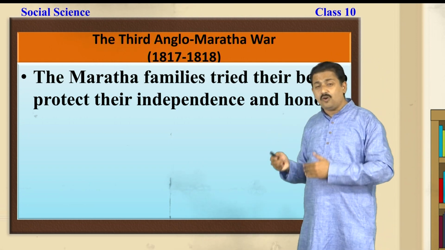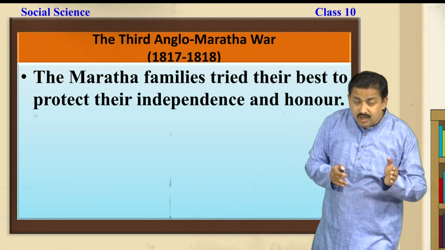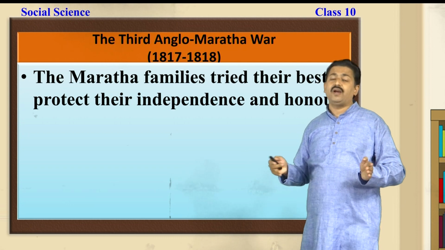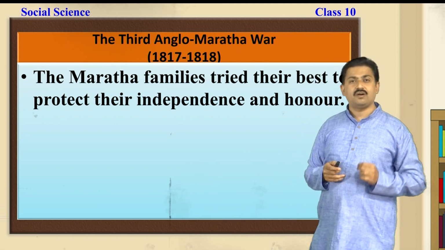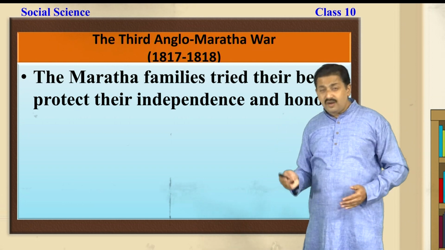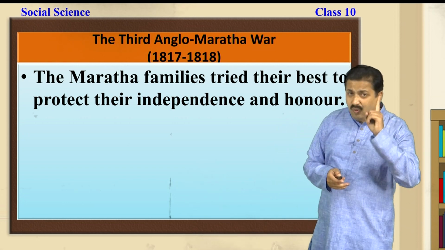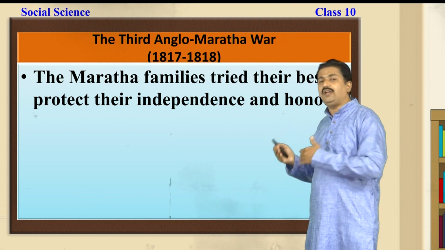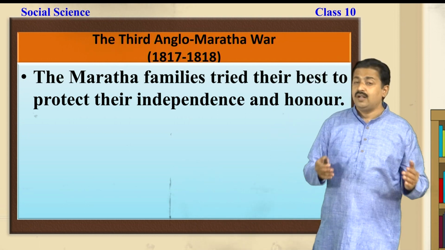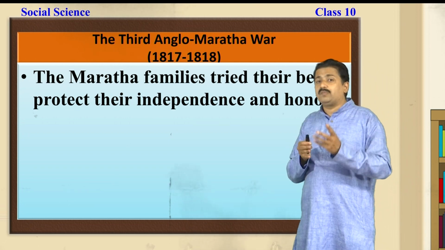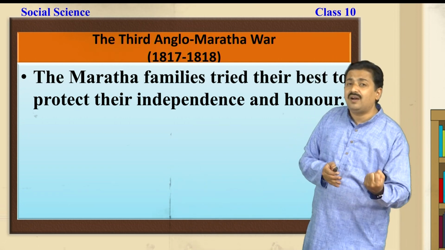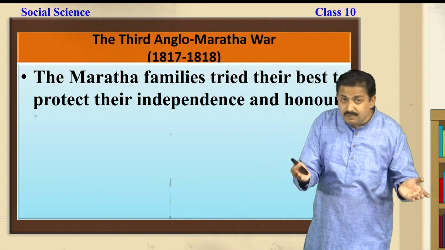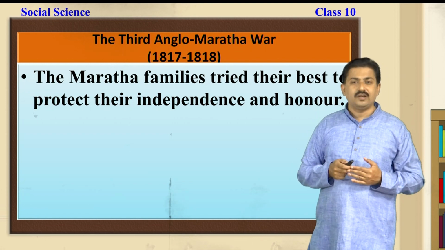Come to the Second Anglo-Maratha War. It started in 1803 and ended in 1805. That means it is almost 2 years of war. Come to the Third Anglo-Maratha War, it was only 1 year. It started in 1817 and by the beginning of 1818, the war came to an end. That means war after war, the crumbling power of the Marathas, the deteriorating condition of the Maratha families is exhibited here. That is what you need to know here.